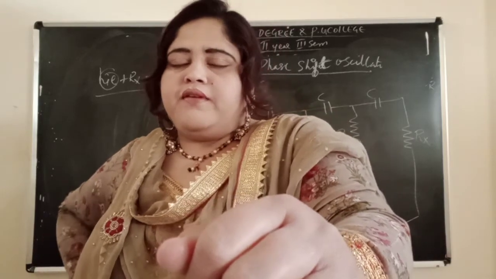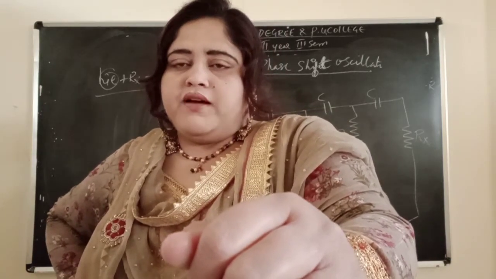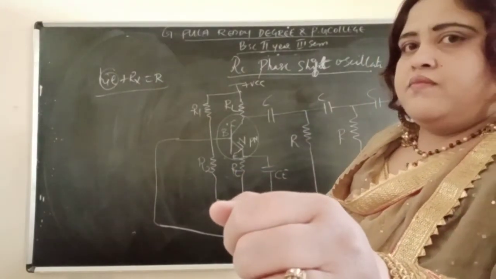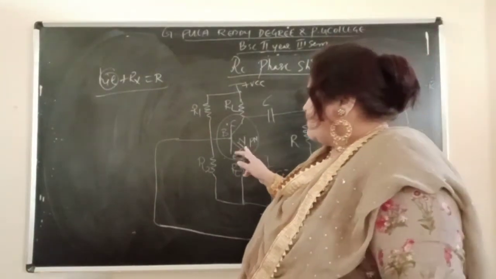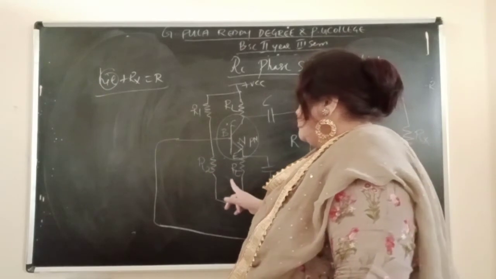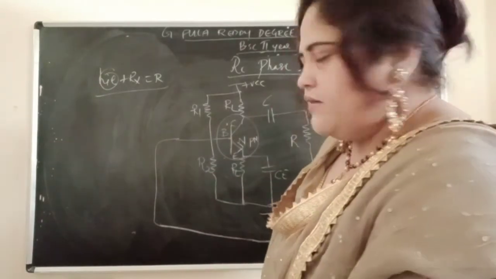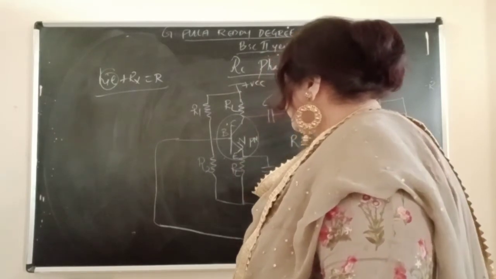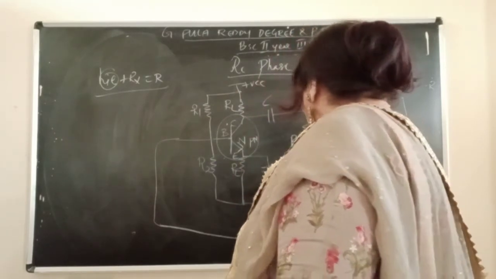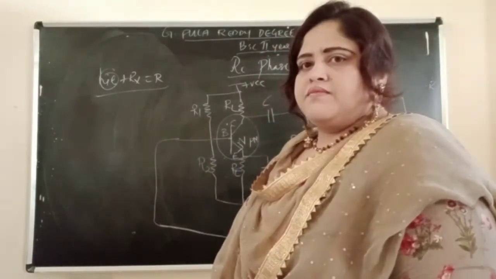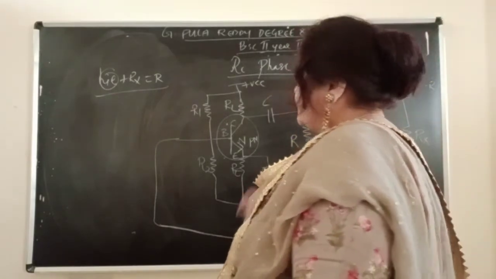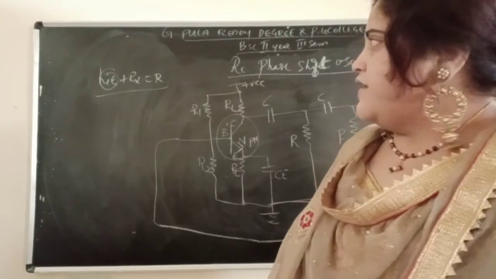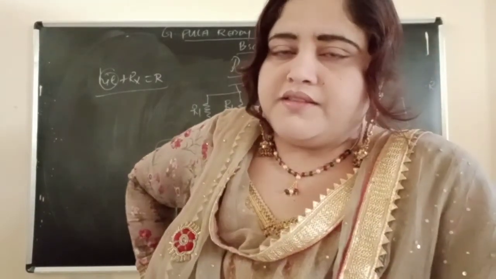Then we went for the circuit diagram. You can see the circuit diagram. In the circuit diagram, this is the NPN transistor, R1, R2, RE, the emitter bypass capacitor CE, then CR, CR, CR. What is RX? RX is nothing but the internal resistance, which is added with HIE to give the total resistance R.